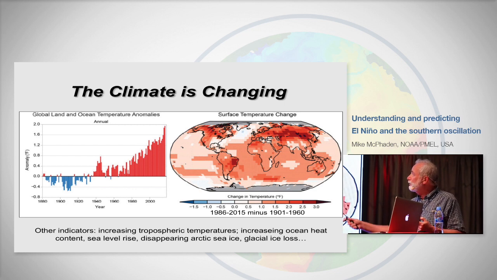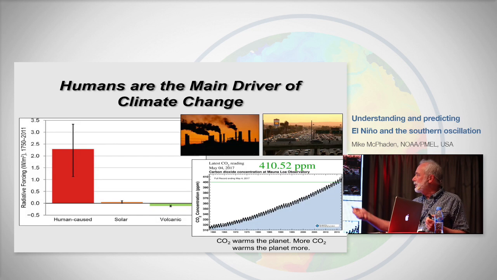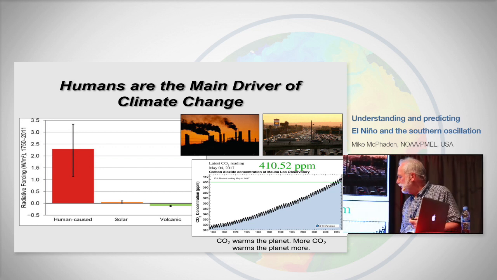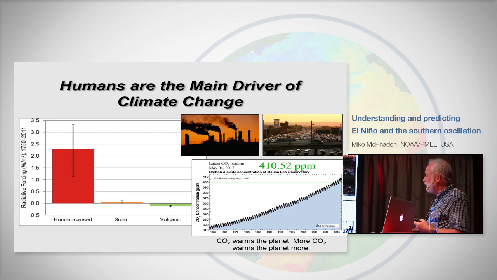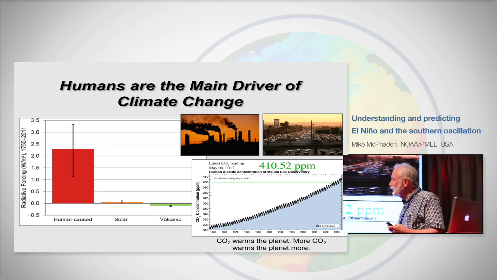Okay? And we know the reason why climate is changing. It's because humans are pumping greenhouse gases into the atmosphere through fossil fuel combustion and deforestation. And this is the iconic Keeling curve. It's risen above 400 parts per million in the past year. And it's very simple physics. CO2 heats the planet. More CO2 heats the planet more. And so humans are the cause.